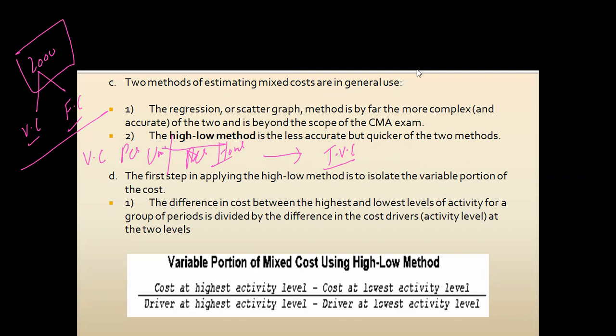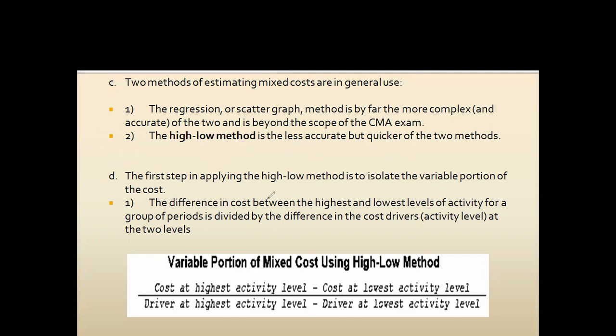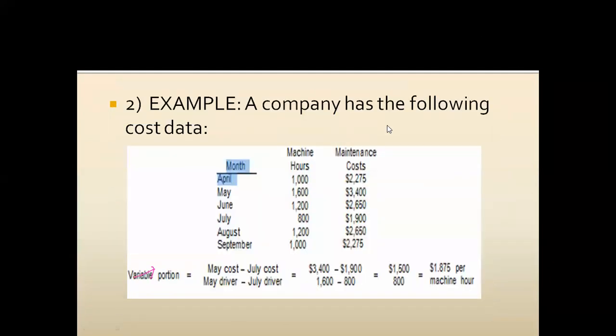So this is the formula we have for the high and low point method. Variable portion of mixed cost using high and low method equals cost at highest activity level minus cost at lowest activity level, dividing by driver at highest activity level minus driver at lowest activity level. So let's go through the data to apply this formula. Here we have this example.